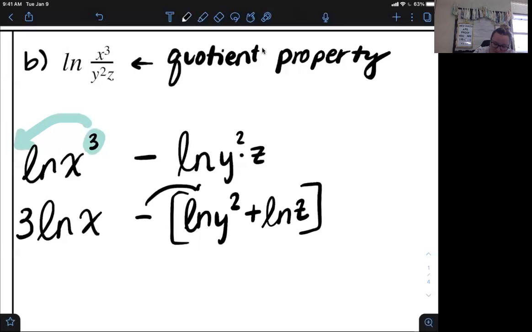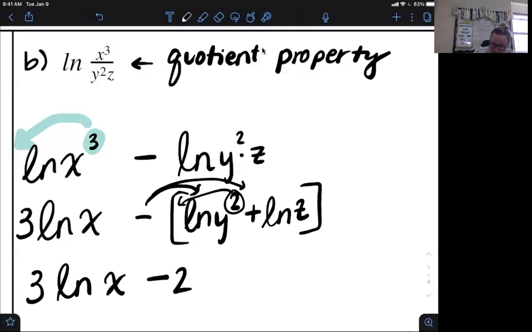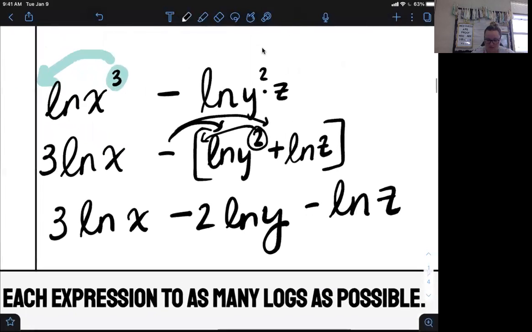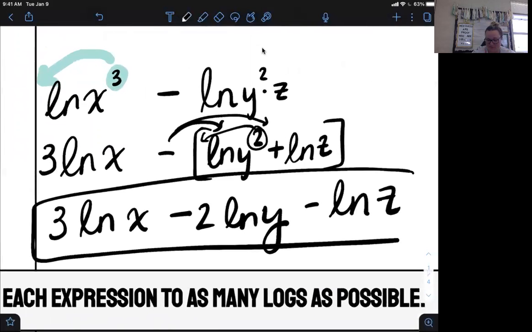Then I'm going to distribute that negative sign. So I have 3 times the natural log of x minus, I'm going to go ahead and bring that exponent out in front of this log. So 2 times the natural log of y minus the natural log of z. And that would be my final answer.